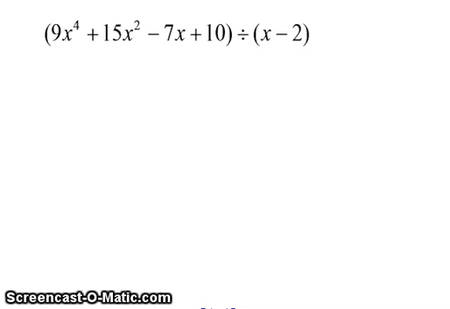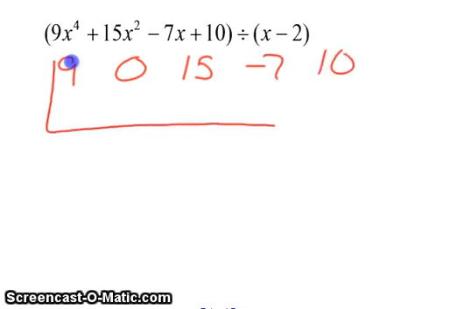Alright, so my largest exponent is the power of 4, so I've got 9 for the power of 4 term. I've got a 0 for the power of 3 term. Power of 2 term is 15. Power of 1 term is negative 7. Constant term is 10. So the first thing is make sure you've got your list correct. You've got the 0 in the right place. I'm going to put a positive 2 here.